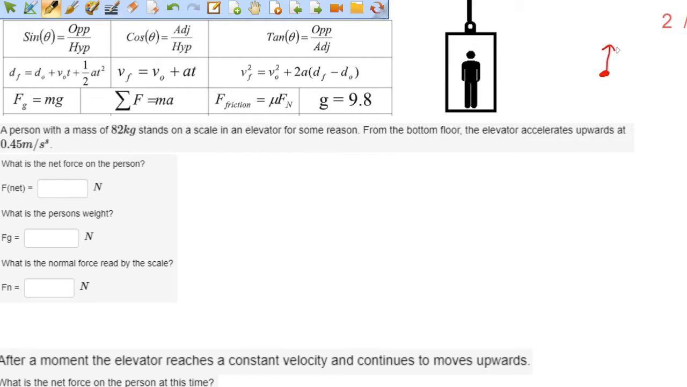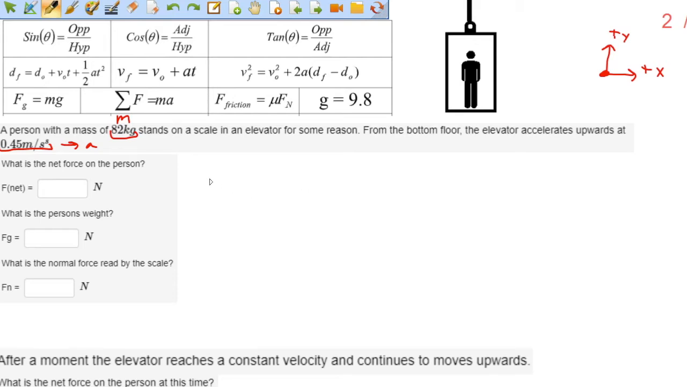So up, we're always going to say is the positive y direction, and then to the right would be the positive x direction. Because they're in an elevator, they're really only going up or down, so the y is the only one that we're concerned about. Next, we're going to take a look at the problem, and we see a person with a mass of 82 kilograms. So we see that this is talking about mass over here. And that says that they accelerate upwards at a rate of 0.45 meters per second squared. So that's talking about the acceleration of the person in the elevator.